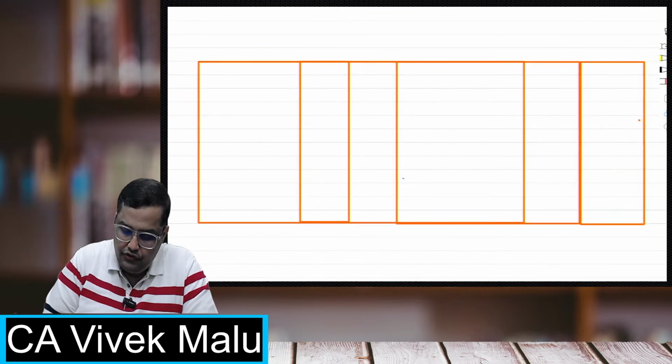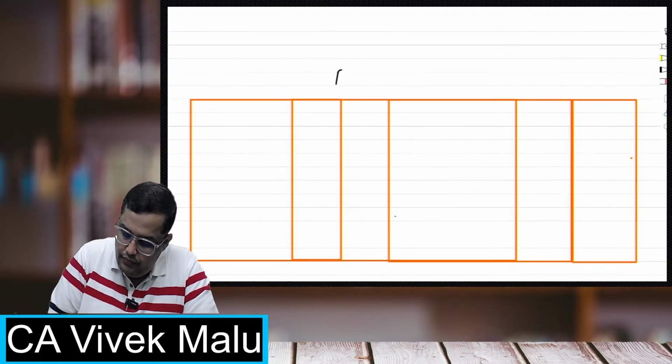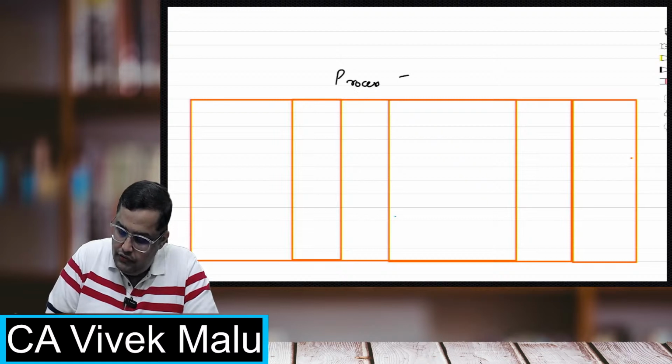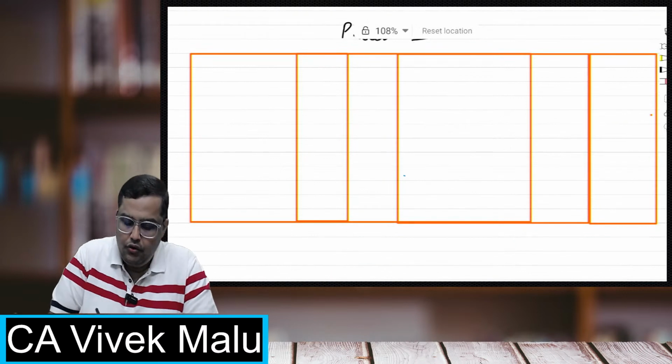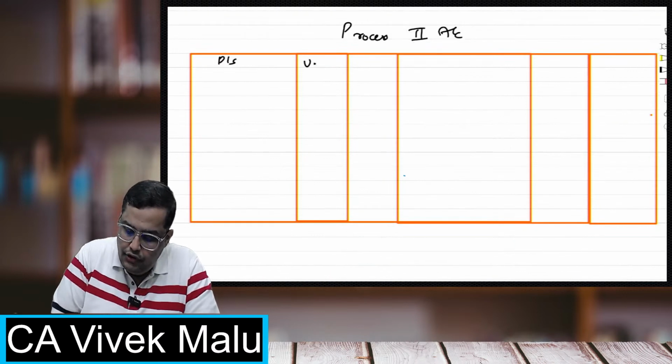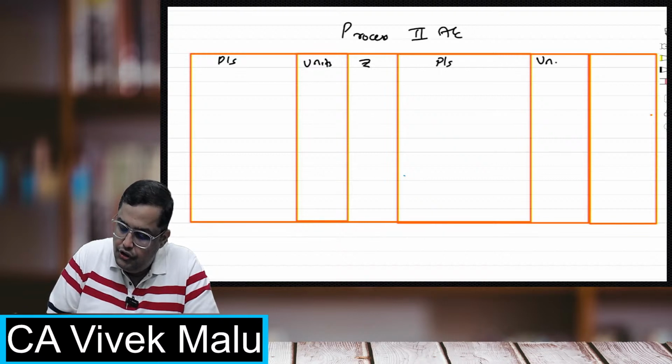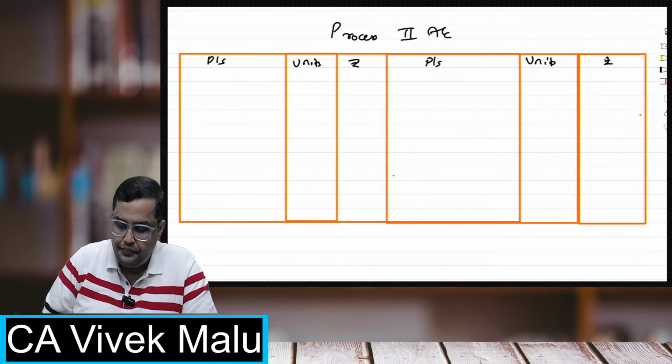So this is my process 2 account, students. Obviously the columns will be particulars, units, rupees, particulars, units, rupees. So this is how it's going to work.